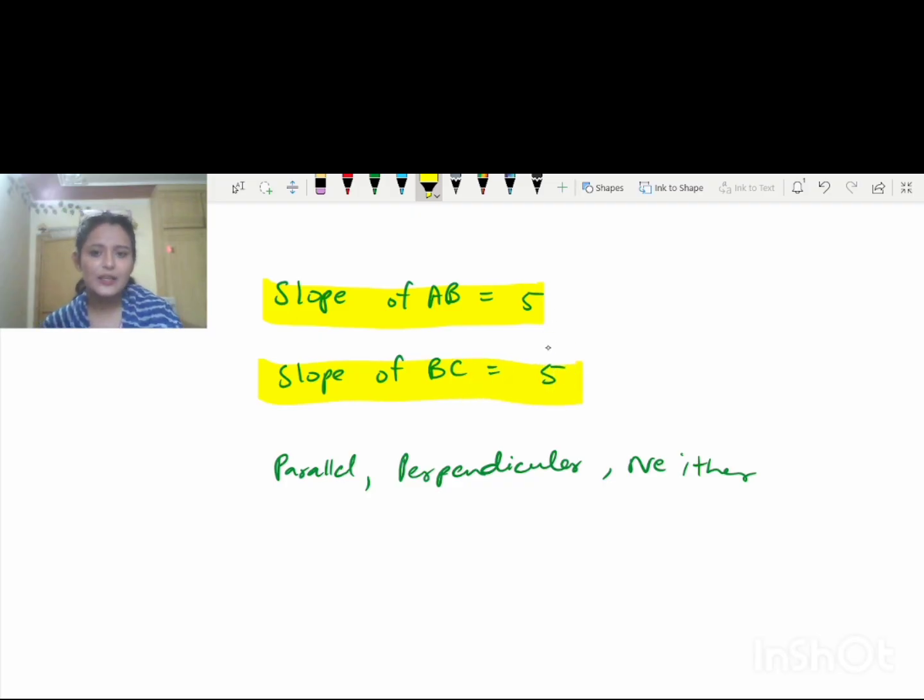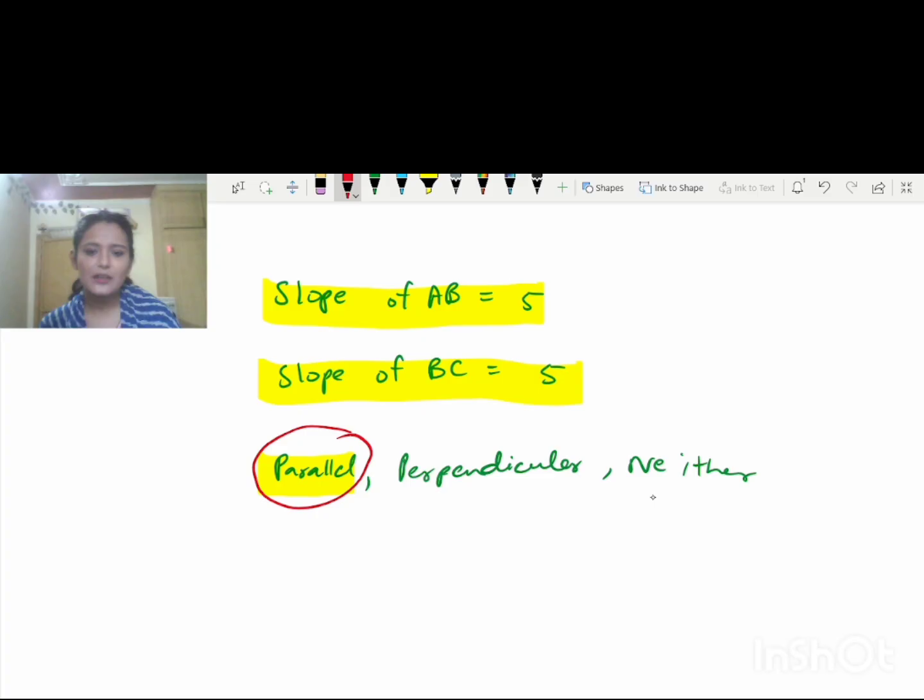So we can see here slopes are same. So whenever slopes are same, my teacher told me that when slopes of lines are same, these lines are always parallel. So I'm gonna choose this option, parallel. Okay, so lines are parallel to each other. So this is a very easy method. Just by seeing the slopes, you can tell whether lines are parallel, perpendicular, or neither.